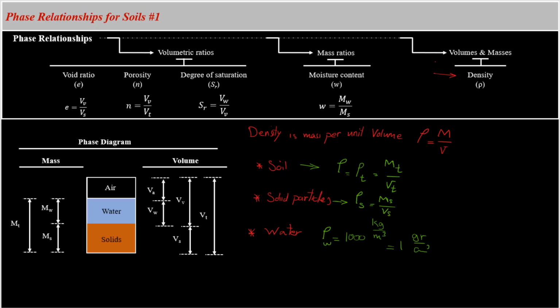As far as the values of rho sub t and rho sub s, we can say that rho sub t, or the total density of soil, can be anywhere between 1000 to 2400 kilogram per cubic meter. And the density of the solid particles, on the other hand, can be anywhere between 2500 to 2800 kilogram per cubic meter.